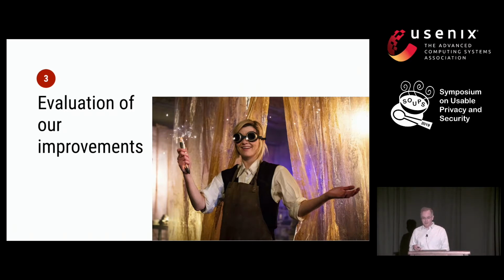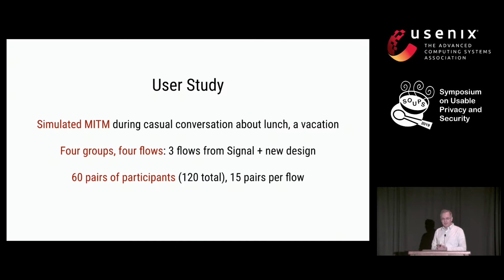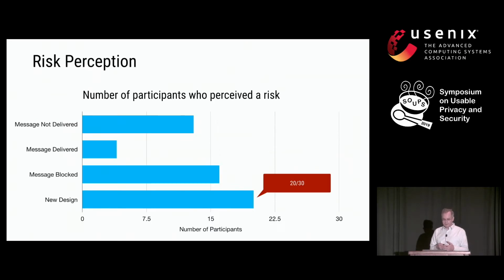Okay. All right, now Jody is telling us it's time to do some experiments and see how well these improvements actually worked. We did a user study where we modified the Signal source code to simulate a man-in-the-middle at our desire. So we were sitting by as study coordinators with a button we could push to say man-in-the-middle right now. We had 4 groups of people that came in pairs. Each group walked through one of these 4 flows, the 3 original flows and our newly designed flow. So we had 60 pairs or 120 participants altogether with 15 pairs doing each flow.